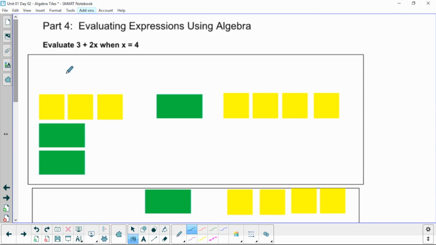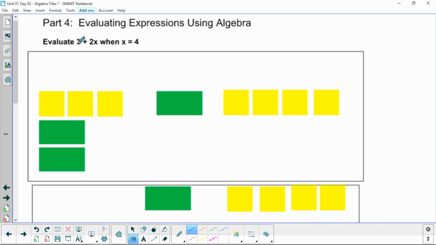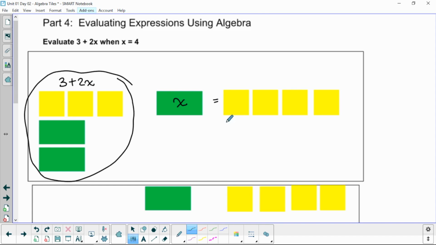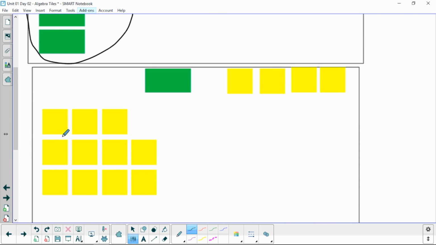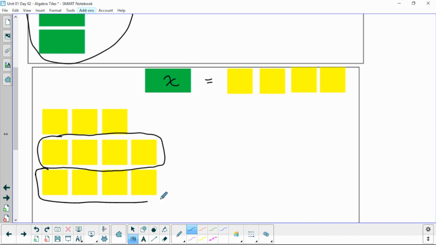So here, we can evaluate an expression using algebra. We're going to evaluate 3 plus 2x when x equals 4. So I have the first part here, 3 plus 2x is this. If x equals 4, I'm going to replace each of those x's with a 4. So this was x and this was x, which means I have a total of 11.